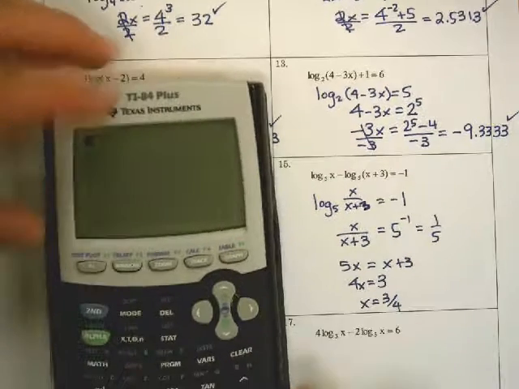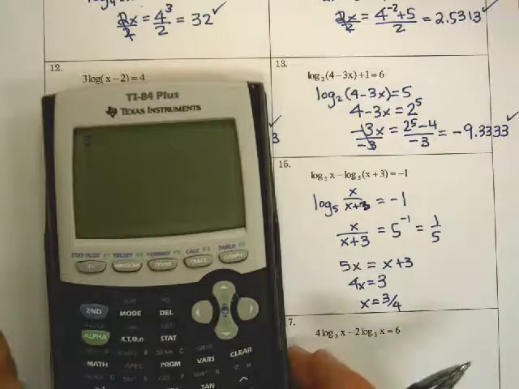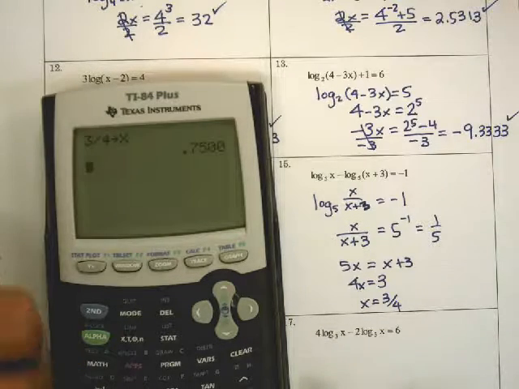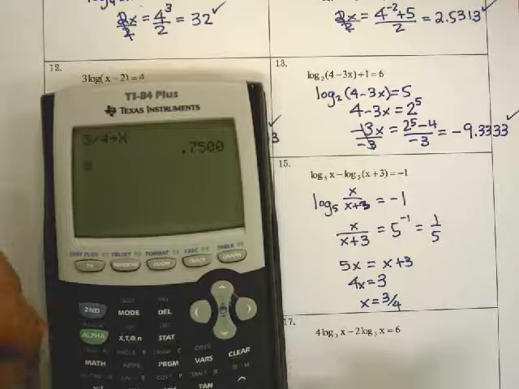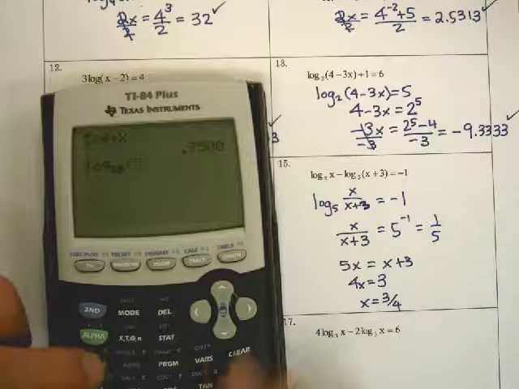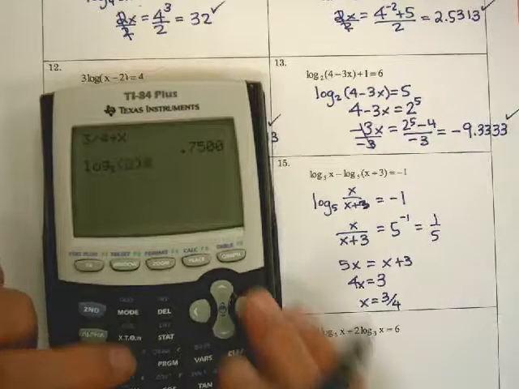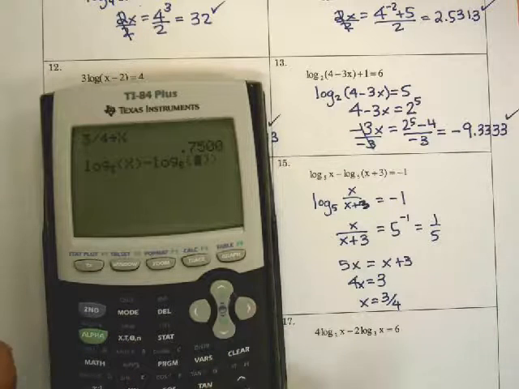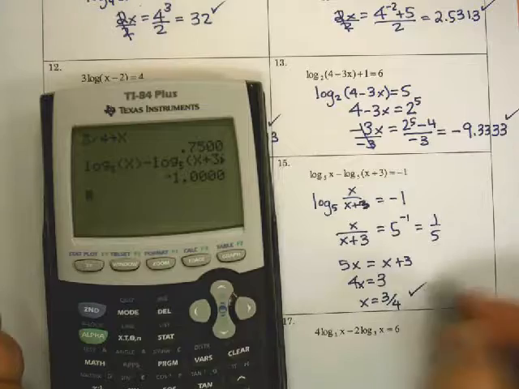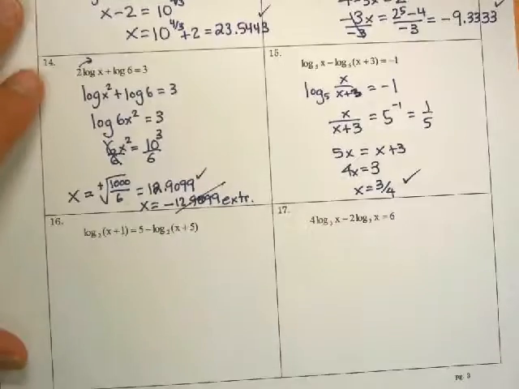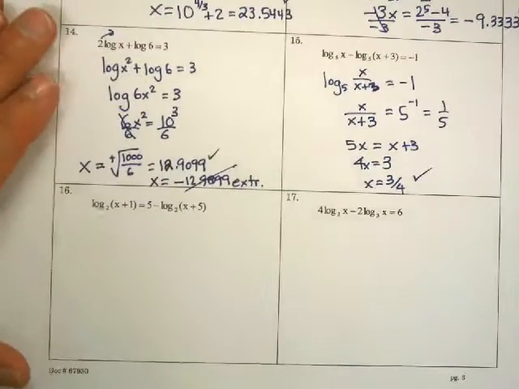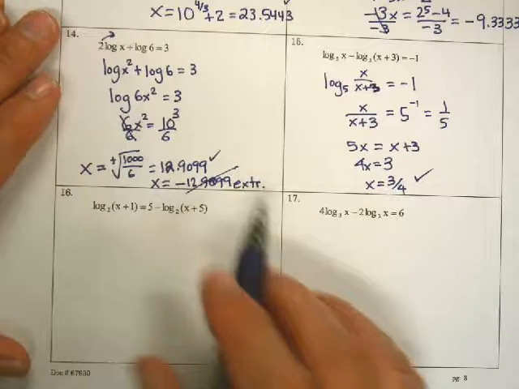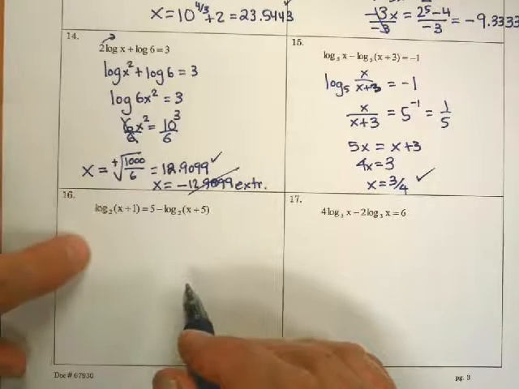So I'm going to store that 3 divided by 4, and type in the original. Hopefully that equals -1, and we're good. That was a legitimate answer. Okay, we haven't had any where we have extraneous answers other than this one here. I think that's going to change on this one.